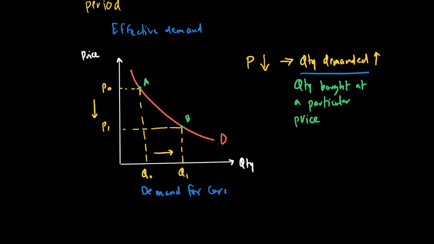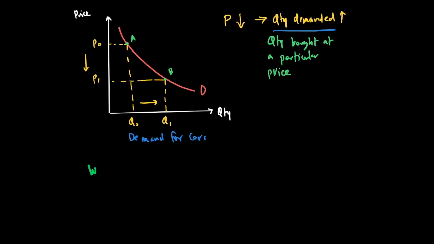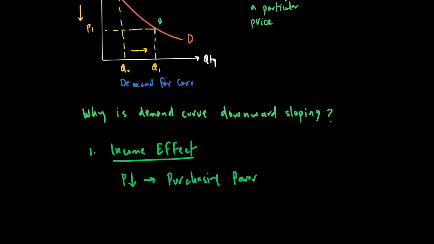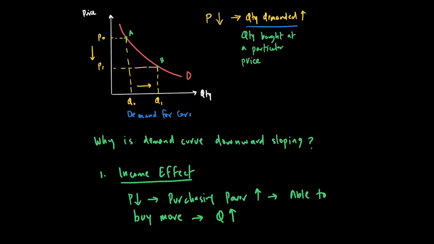We also want to talk about why the demand curve is downward sloping. We identified two reasons. The first one is what we call the income effect. The income effect simply says that when the price of a good goes down, our purchasing power goes up. Because our purchasing power goes up, we are able to buy more, and because we are able to buy more, we will end up buying more and you will see quantity demanded go up.